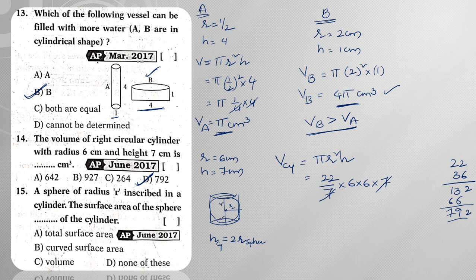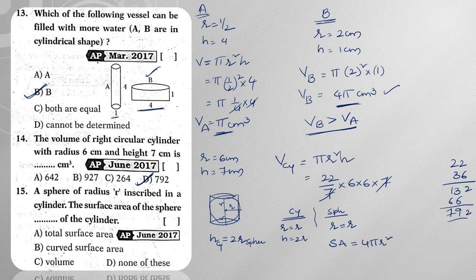Now I can consider the values for the cylinder. For the cylinder, the radius is equal to r and the height is equal to 2 times r. Next, coming to the sphere, the radius is equal to r. Now what is he asking? The surface area of the sphere. The surface area of a sphere is given by 4 pi r square, right?